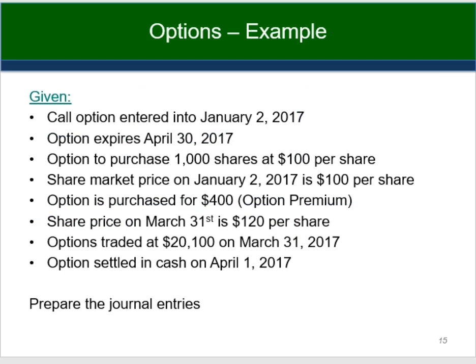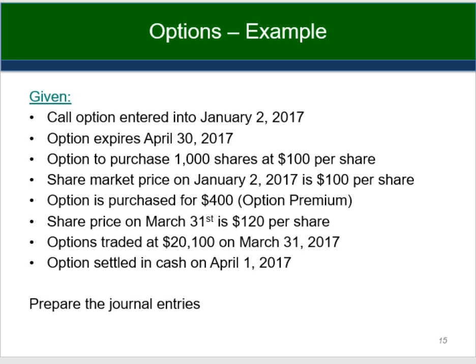So here we have an option example. We have a call option which is entered into January the 2nd, and it expires April the 30th, so you have to exercise it before then. If you don't, then it will expire unused. So you have an option to purchase 1,000 shares at $100 per share. On the date that the option is entered into, that is equal to the price on the market. So there, it's at the money. It's neither in nor out of the money. You can't make any money by buying it for $100 and selling it for $100.